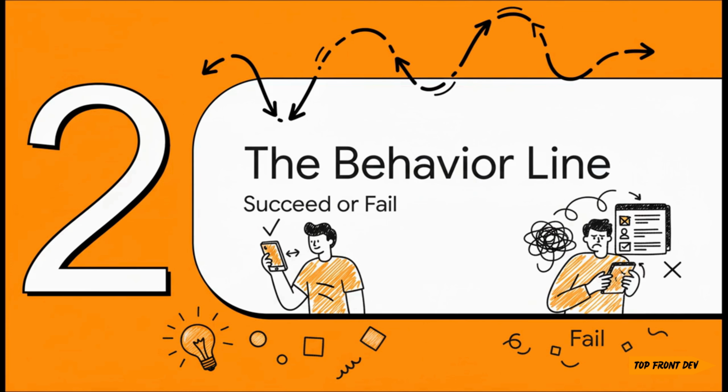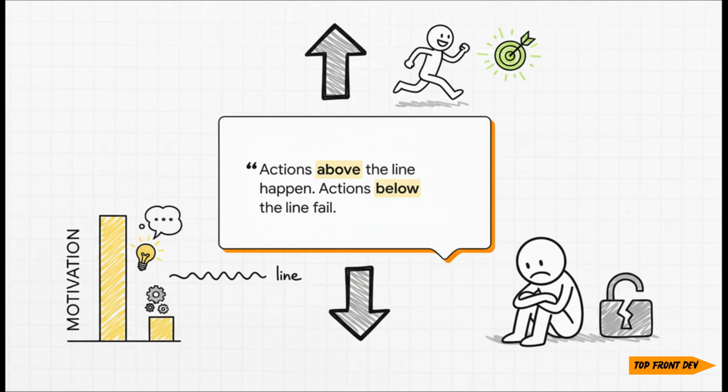Now, here's where it gets really, really practical for us as developers. The model gives us this concept called the behavior line, which is basically the ultimate diagnostic tool for any UI. And the rule is dead simple. It's absolute. If a user's motivation and ability are high enough to be above this imaginary line when they see your prompt, they will take the action. If they're below the line, they won't. End of story.